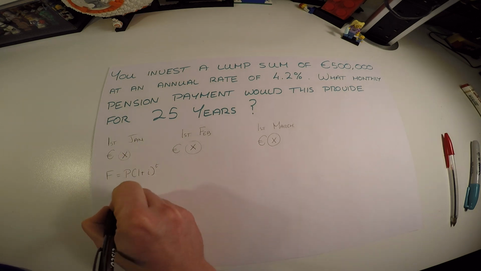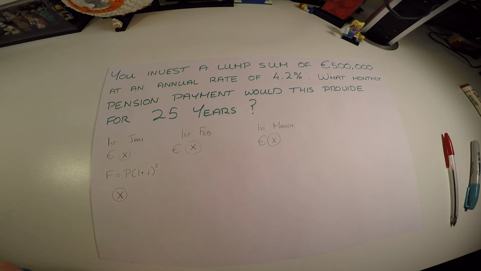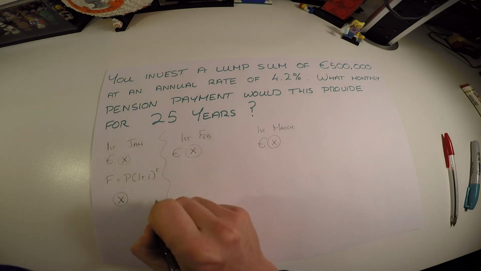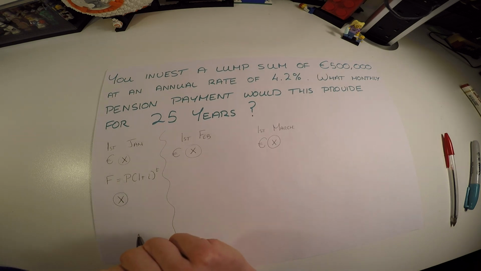Well, the first one is just X. The first payment needs to be just there. It's not going to accrue any interest. It needs to be there on day one. What about the 1st of February? Well, that payment's going to be in there for 1 month.